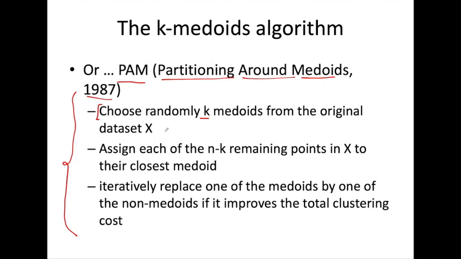And then what we're going to be doing, we're going to be saying that these are the initial representative points, or samples of my problem. And then all the other remaining points, we're going to be assigning to the closest Medoid, to one of these K.